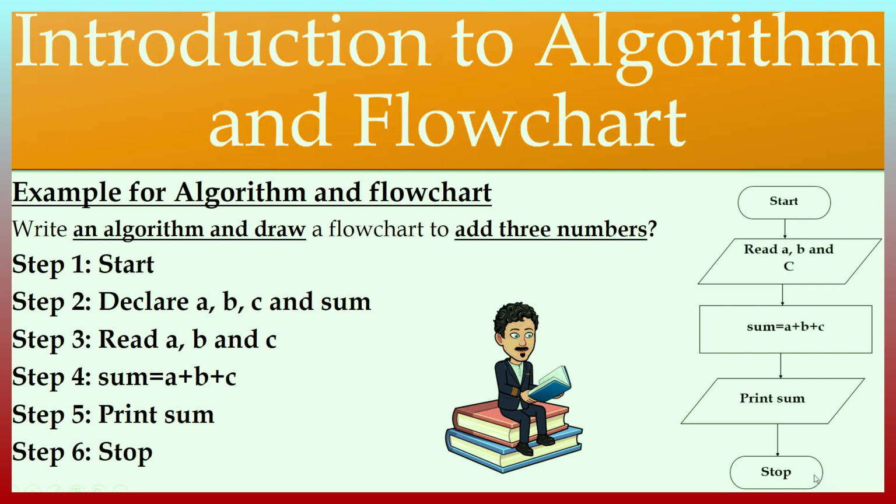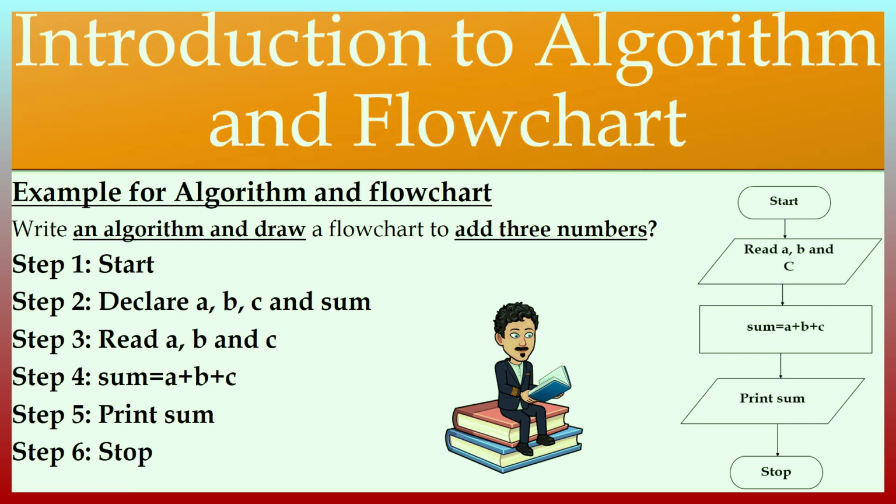Okay. So let me again explain the algorithm and flowchart. The algorithm starts with step 1, start. Step 2, declare. You want to declare what variables you're going to use. Step 3, you want to get the values from the user: A, B, and C. Step 4, once the values are there, you perform the process, that is addition of the three numbers A, B, and C. Step 5, print. And step 6, stop.